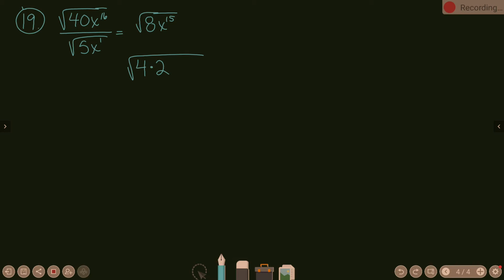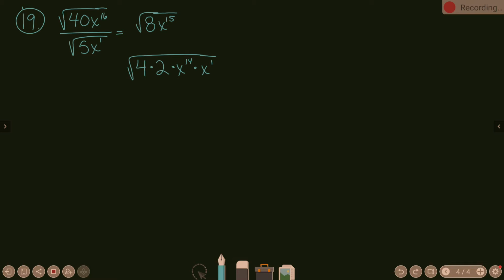What about x to the 15th? How do we do perfect squares of exponents? Even number, right? So the closest number that divides by 2 below 15 is going to be 14. So we're going to have x to the 14th and leftover x to the 1st. All my pieces are still there, and it's cleanup time.